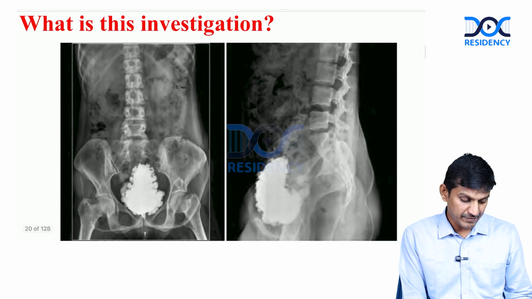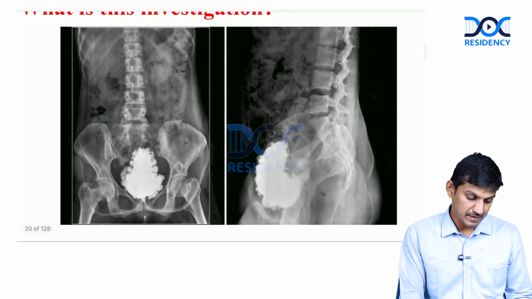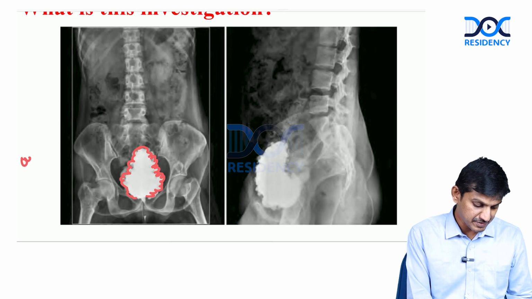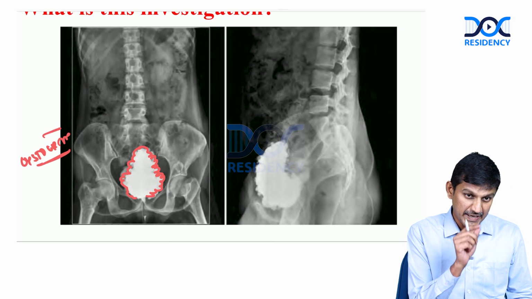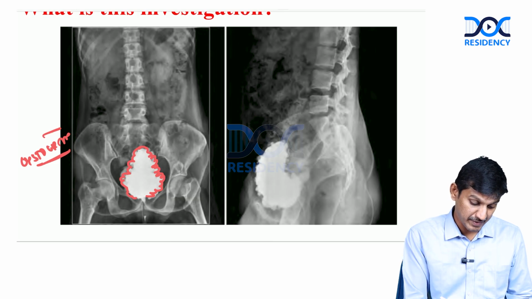Okay. Identify this investigation. What is this investigation? Can you see? This is again an X-ray KUB, but you see there is a contrast opacification in the pelvis. This is probably a cystogram. What is a cystogram? Cystogram means we catheterize the bladder and fill the bladder with radiopaque contrast.